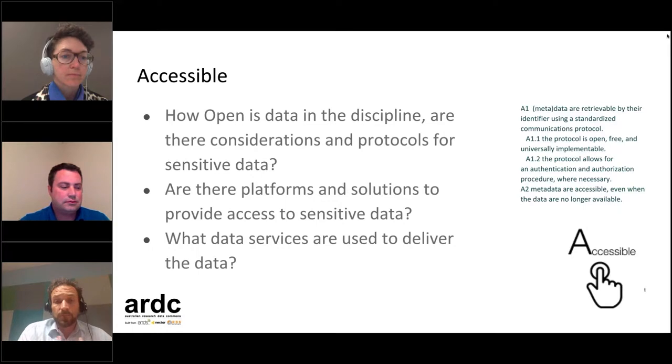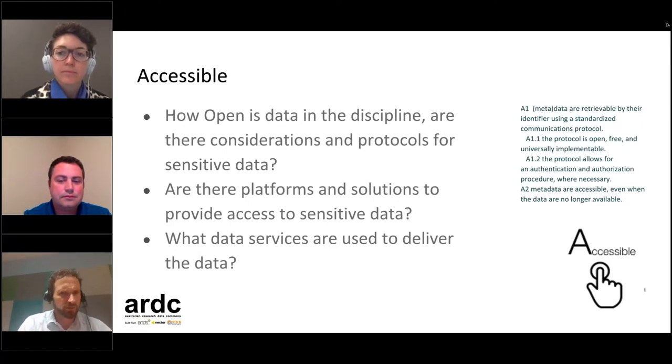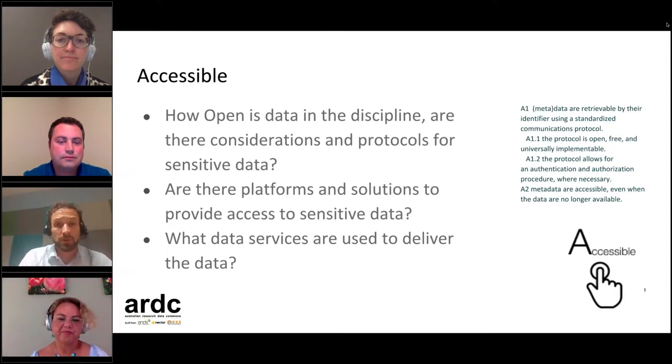When thinking about accessible, there are different ways of thinking about accessible. Basically, you just talk about protocols to get access to the data. There are also questions you can think about: how open can the data be made? What sort of considerations and protocols are there in that discipline around making data available? Can it be made very open? Are there procedures around sensitive data that can be copied, can be used, etc.? Are there platforms or solutions out there that researchers can use to provide access to sensitive data?